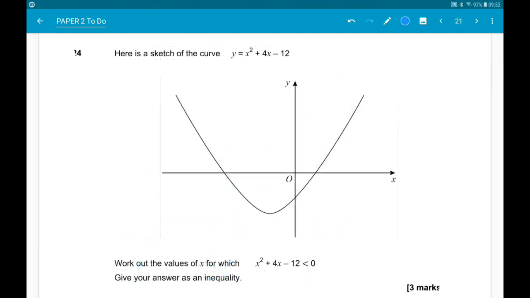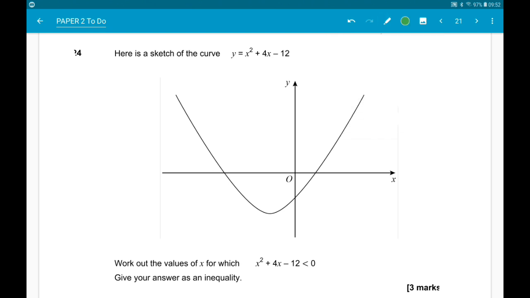Okay, next up we have a quadratic inequality. So we have the graph of y equals x squared add 4x minus 12. We want to work out the values of x for which x squared add 4x minus 12 is less than 0. Give your answer as an inequality.